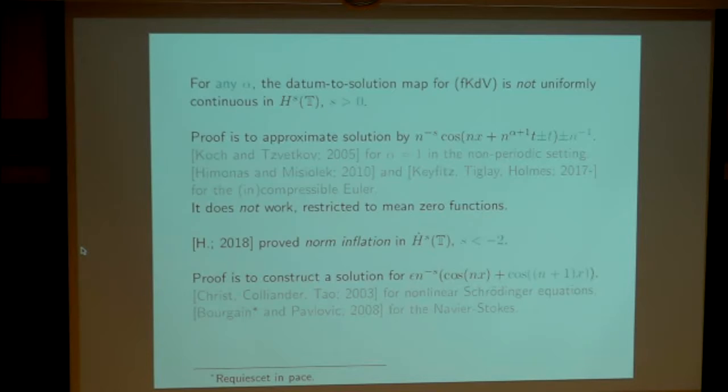Now, for any alpha, the map that takes the initial condition to the solution to the FKdV is not uniformly continuous in a Sobolev space in the periodic setting, for any positive Sobolev exponent. This is an easy fact. For the proof, take the initial condition cosine of a high frequency n and solve the linear part of the equation, which adds an n to the alpha plus 1 times t factor. And now this equation enjoys the Galilean invariance, so that you can shift the solution up and down by putting this in the appropriate traveling frame. And then the difference of these two linear approximate solutions will grow like order one.